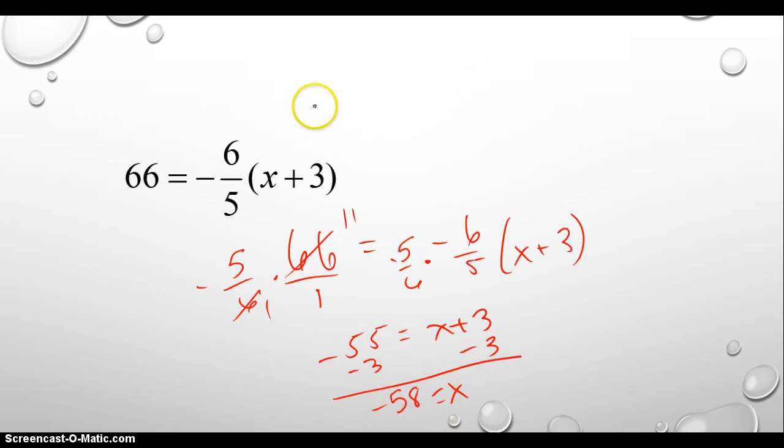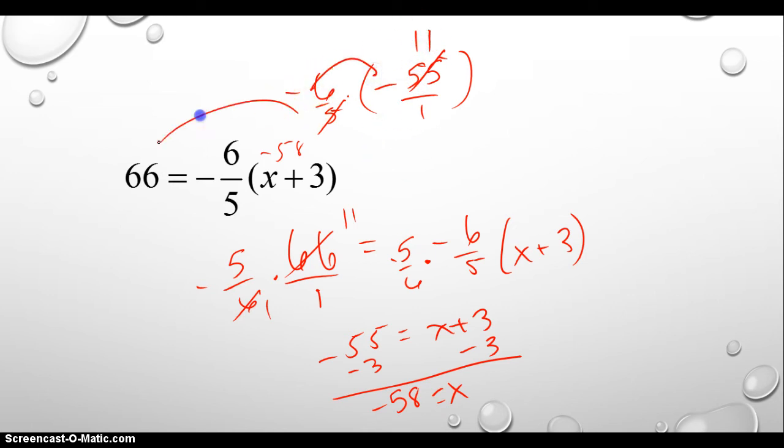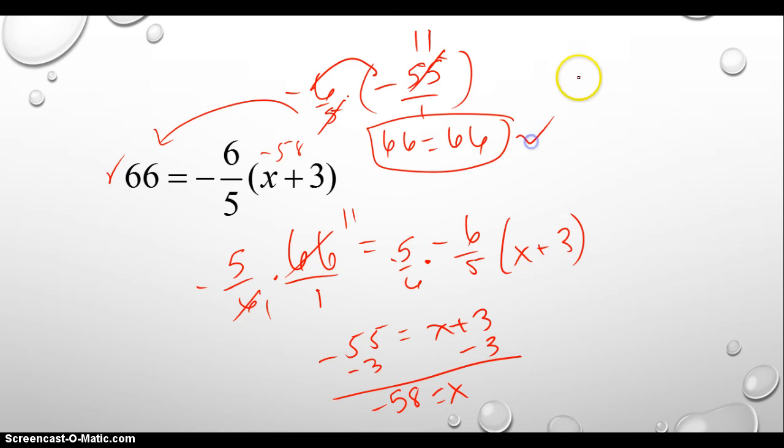So let's go back to the original problem. Negative 58 plus 3 is a negative 55. You times that by negative 6 over 5. Okay, reduce here. Negative 6 times negative 11, which is a positive 66. So we know 66 equals 66. Okay, so everything checks out.